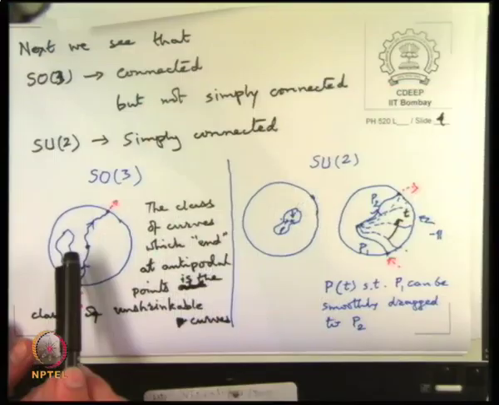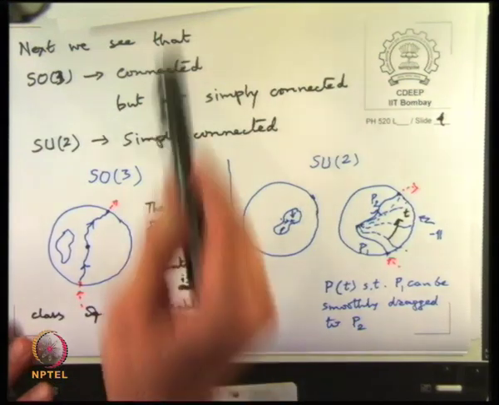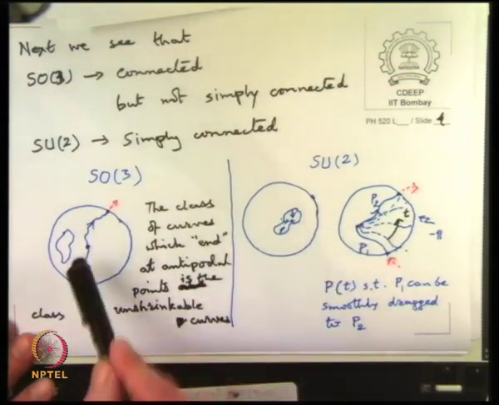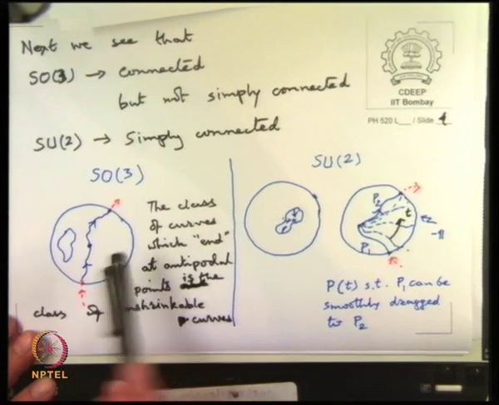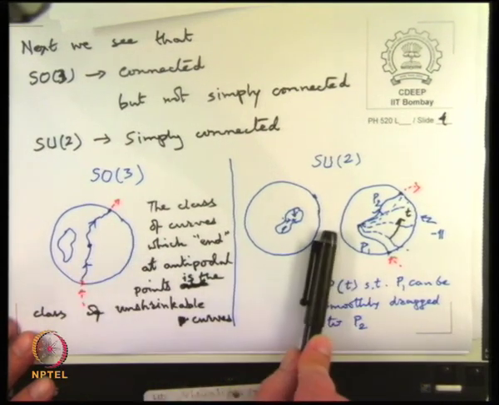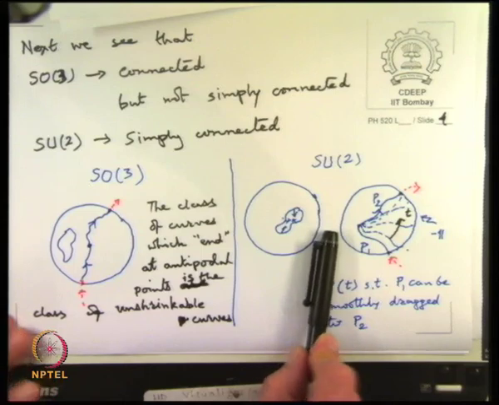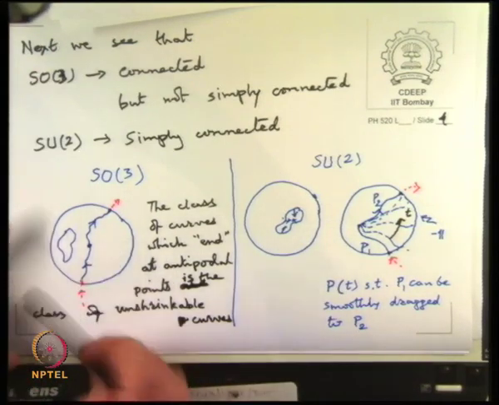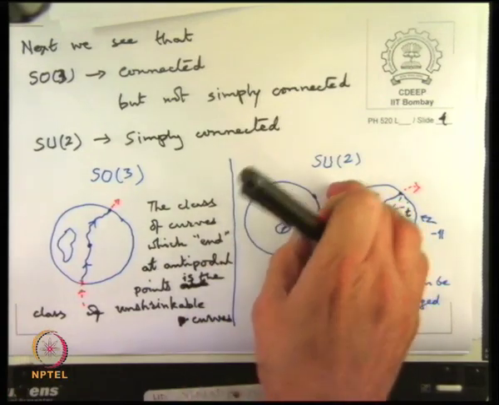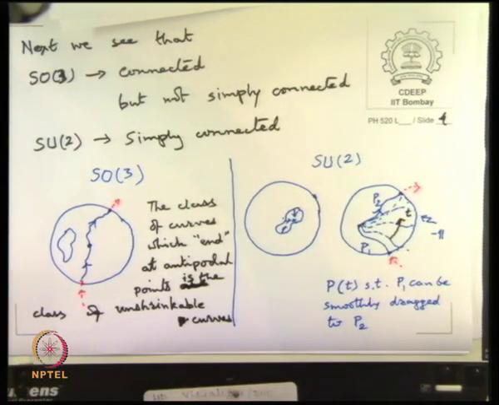And therefore, SO3 and SU2 are fundamentally different. First we said that this is a double cover of this, but now what we know is that this set is simply connected. So if I embed this SO3 inside this SU2, then I have a double cover, but which is then simply connected. So this is called a covering group. So breaking the curve is not an option.